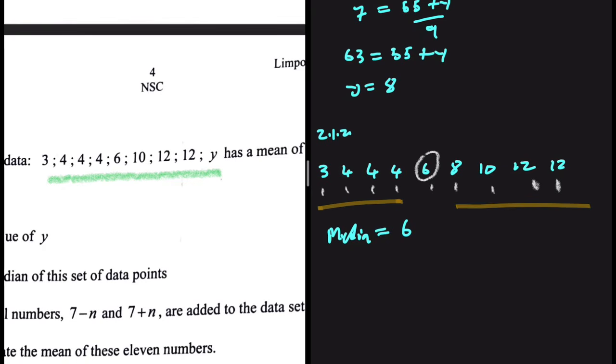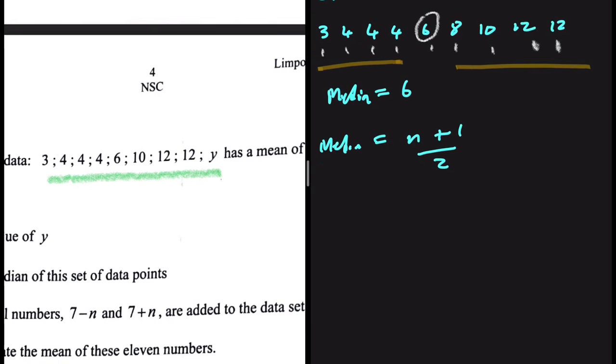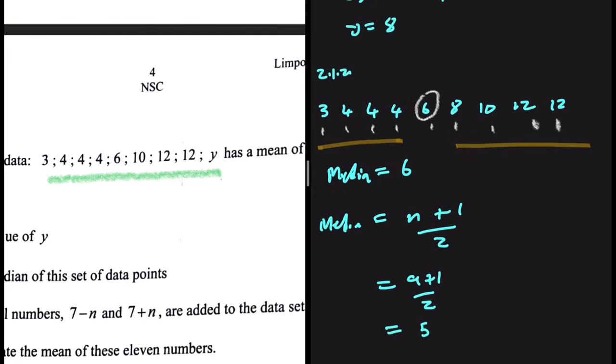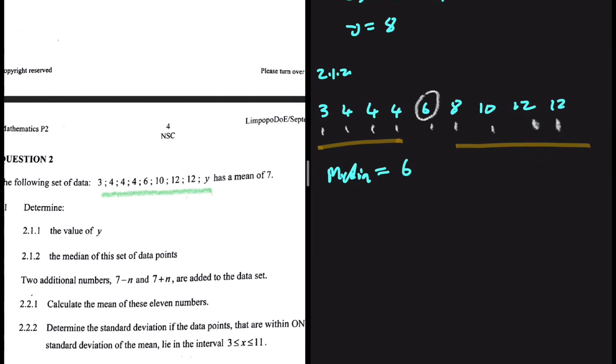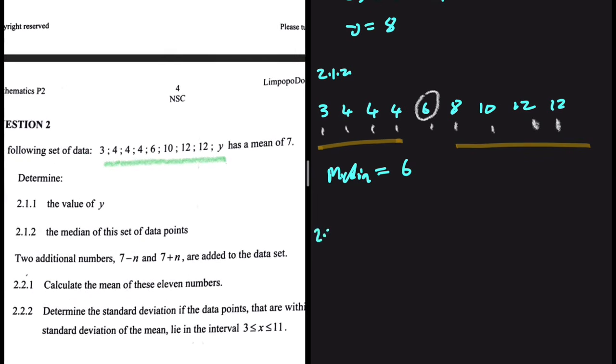We actually do have a formula for finding the position of the median. We can say that the median position is equal to n plus 1 divided by 2. In our case, n is 9. We have 9 terms. So that is 9 plus 1 divided by 2, which is equal to 5. So our median, if we have 9 data points, will be in the 5th position. That is how you can find the position of the median if you have a completely different data set.